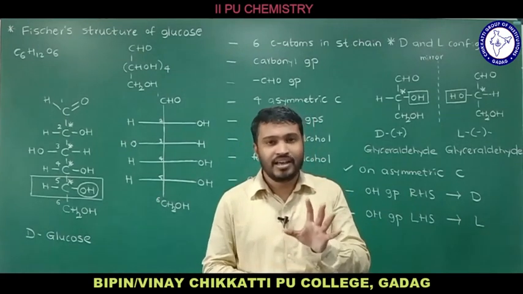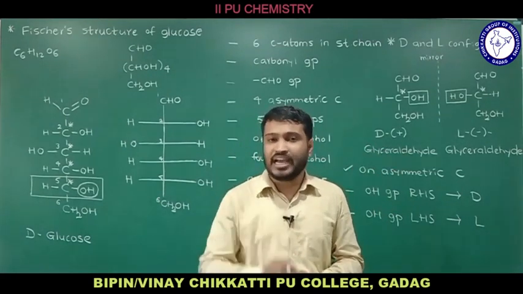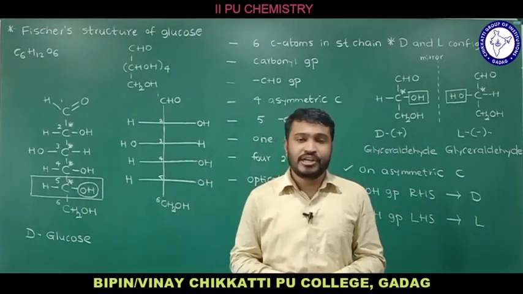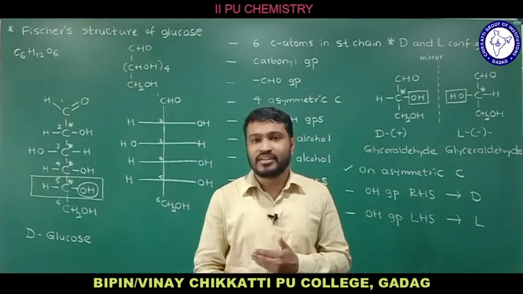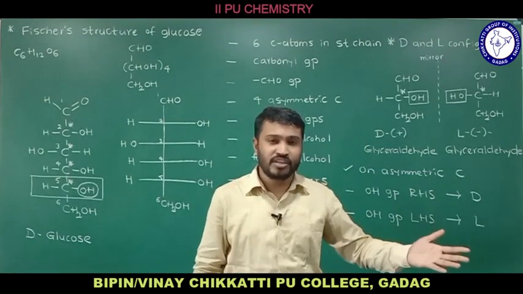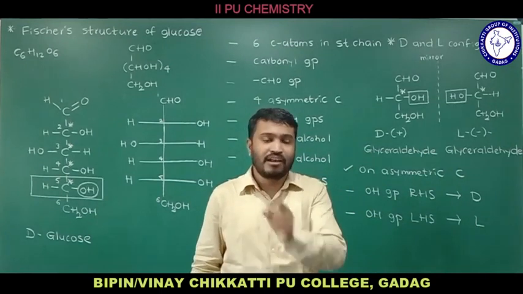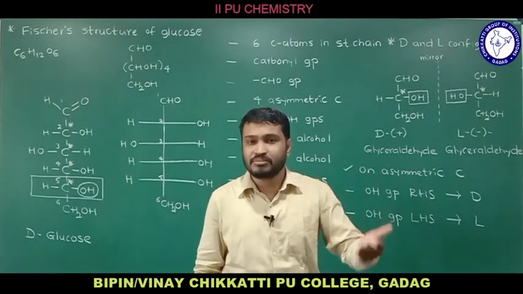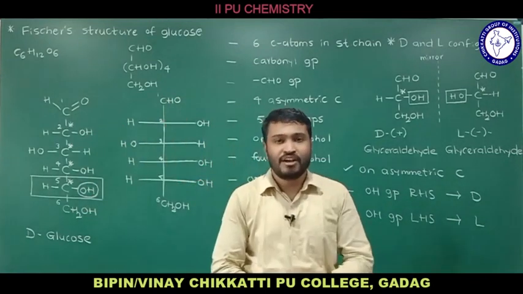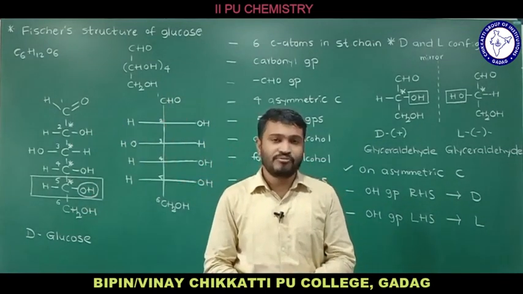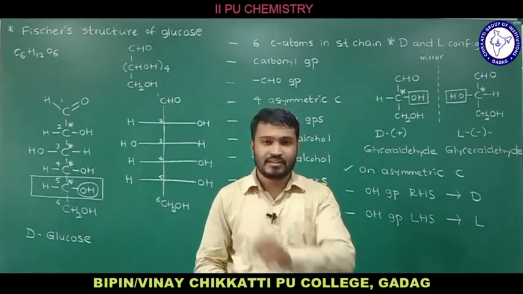Similarly, if you get any kind of structure, first you need to observe the asymmetric carbon, and based on that you need to see the position of the OH group, whether it is on the right-hand side or left-hand side. OH on the right side of the asymmetric carbon is D configuration. OH on the left side is L configuration. And if you have more than one asymmetric carbon, you need to consider the asymmetric carbon which is far away from the functional group. That is how we can represent the configuration, D and L.